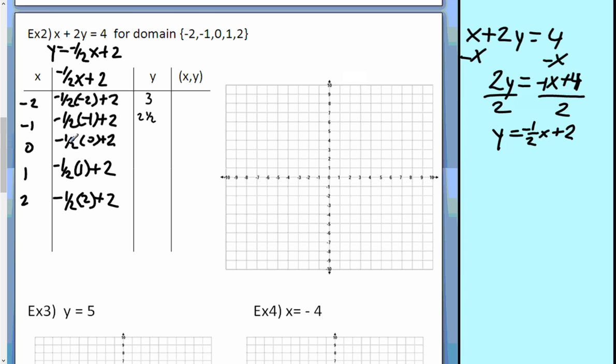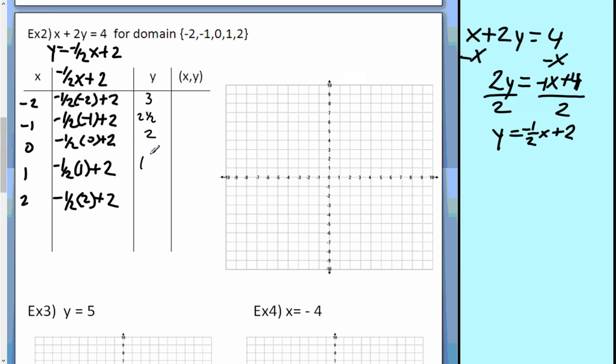Okay, try the next one. Half of nothing is still nothing, plus 2 is 2. Try the next one. Half of, a negative times a positive is a negative. Half of 1 is a half. So this is negative 1 half plus 2. Negative 1 half plus 2 is 1 and a half.